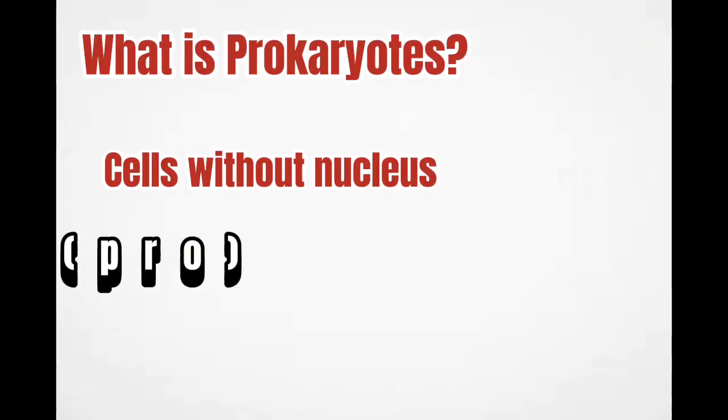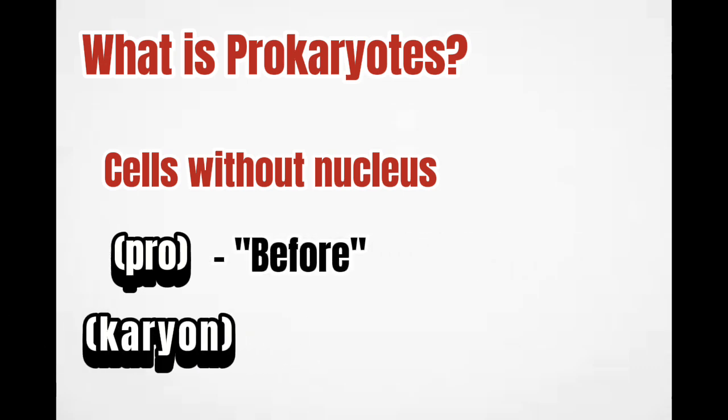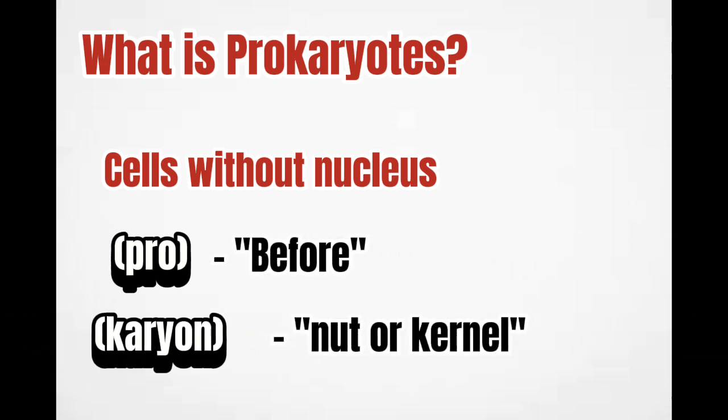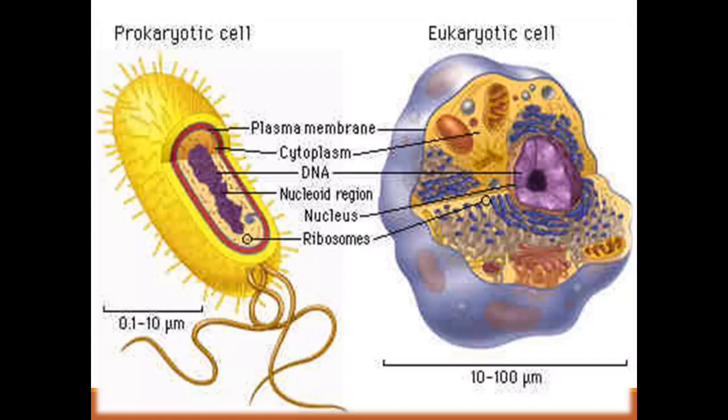Before we discuss the functions and structures of a cell, let us first determine what are prokaryotes and eukaryotes. So, what is prokaryotes? It is the cells without nucleus. From the word pro, which means before, and karyon, which means nut or kernel. Prokaryotes are organisms whose cells do not have nucleus. They lack membrane-bound nucleus or karyon. They include bacteria and cyanobacteria.